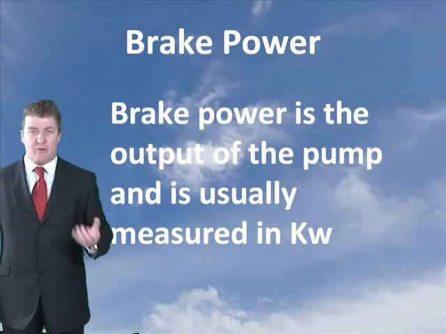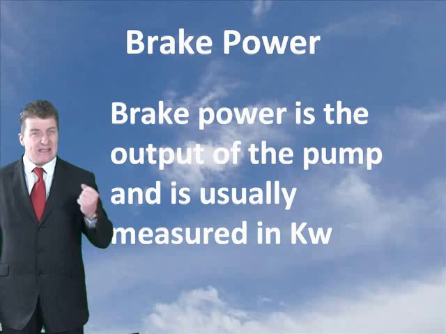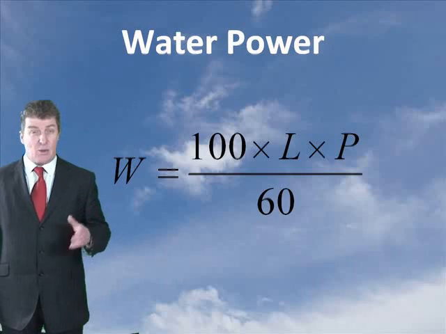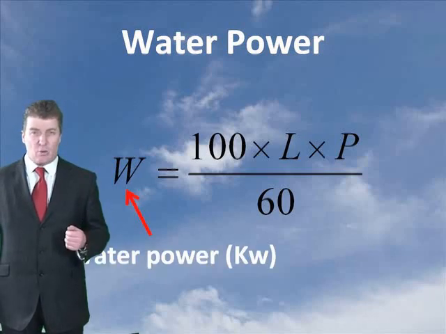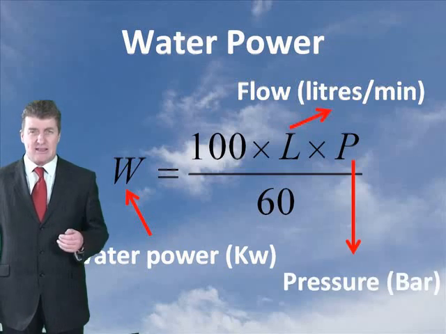Now as I mentioned earlier, pumps are rated in watts, and this again is the power available at the pump. There are two powers you need to be aware of: brake power and water power. Brake power is the actual output of the pump and is usually measured in kilowatts. Whereas water power is the actual ability of the pump to work, and this can be determined by this formula. Water power equals 100 times L times P divided by 60, where W is the water power, usually in kilowatts, L is the flow in litres per minute, and P is the pressure in bars.